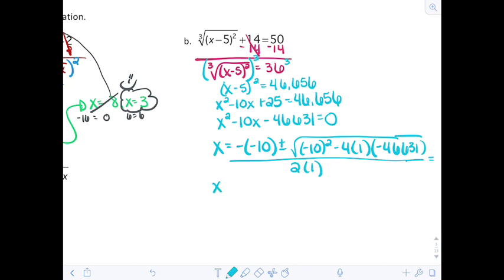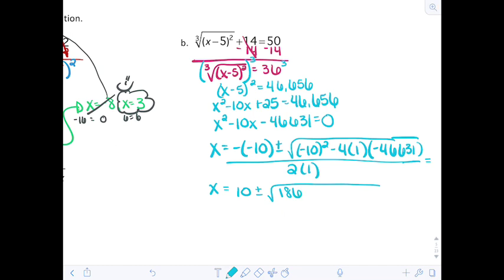And as I did the math on this, not even wanting to mess with the 46,631, it actually does work out pretty nice. So this is 10 plus or minus, once I do 100 plus, that's going to be 186,624. Believe it or not, you guys, that is a perfect square. How nice. Over 2. So it is 10 plus or minus the square root of that, which is 432, divided by 2.